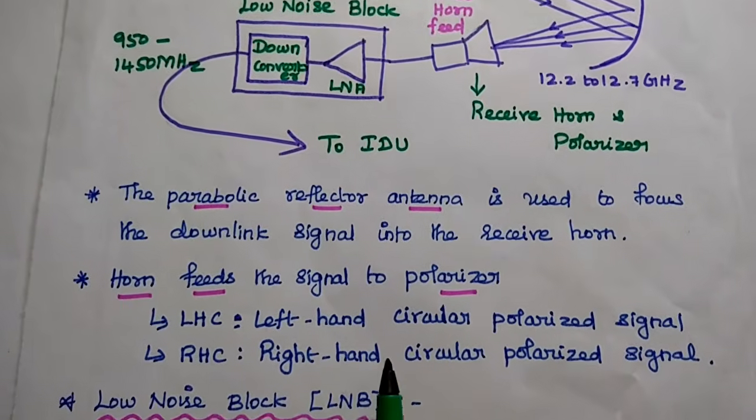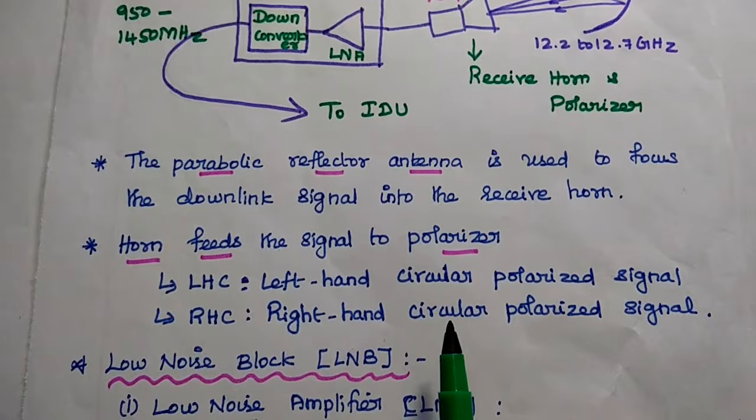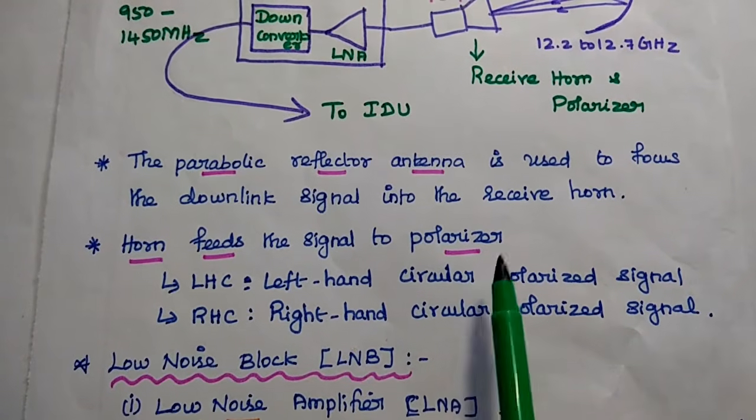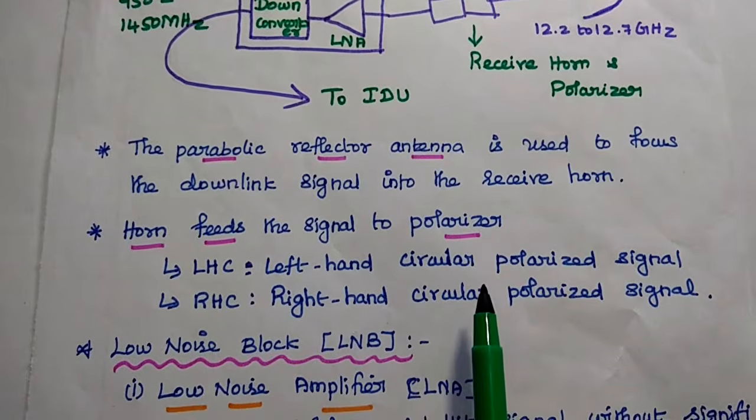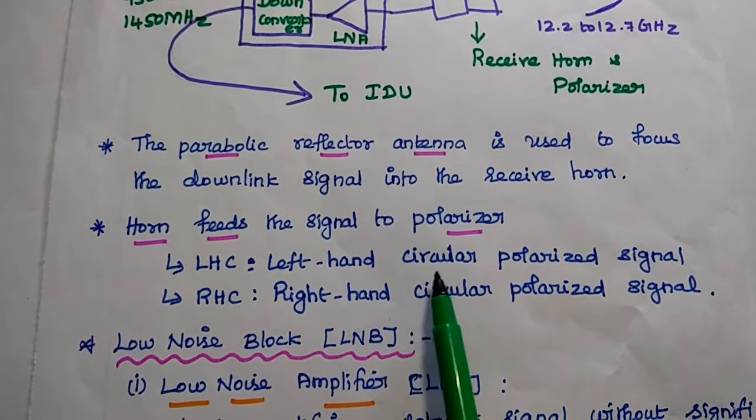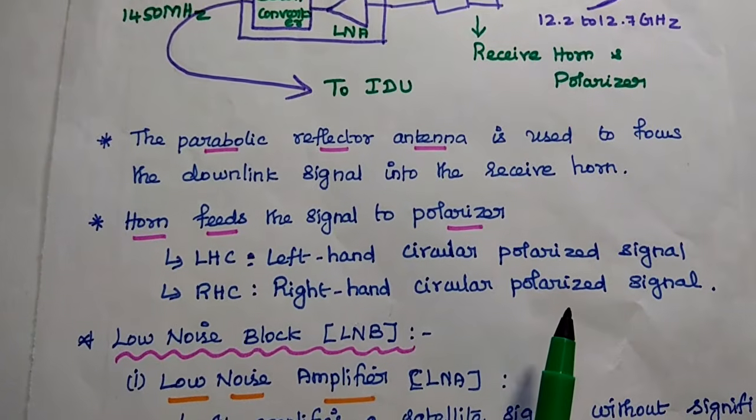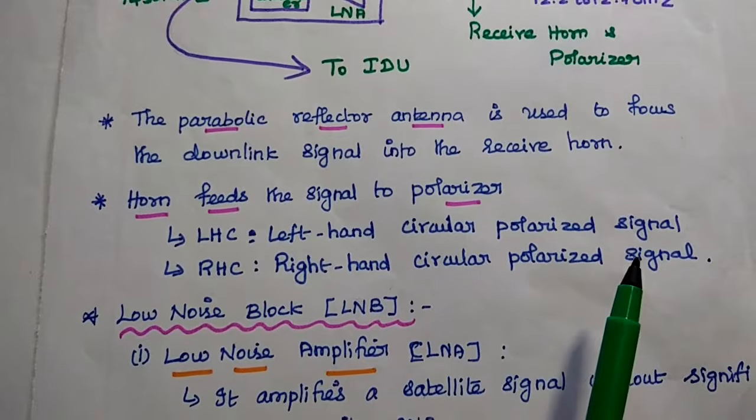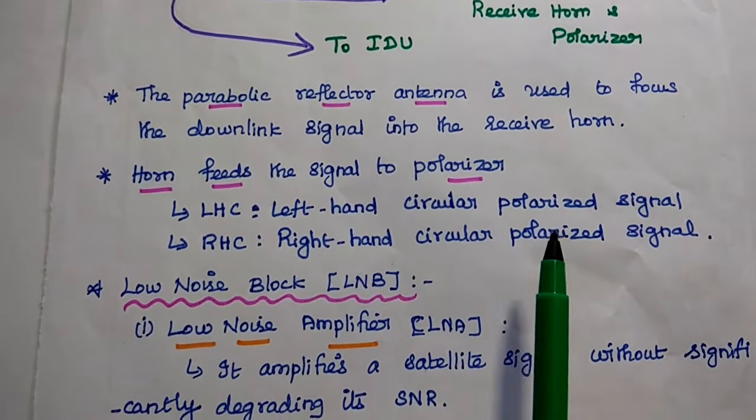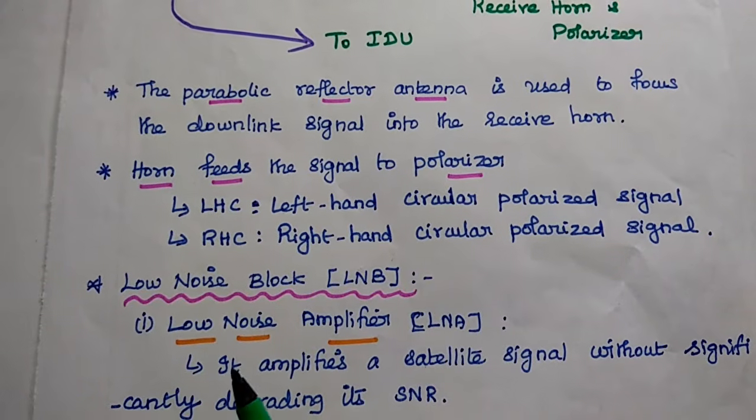The parabolic reflector antenna is used to focus the downlink signal into the receive horn antenna. The horn feeds the signal to the polarizer. There are two kinds of polarized signals used: left hand circular polarized signal and right hand circular polarized signal, especially for TV signals. We can identify which type of signal is getting received, and based on that, we can give the polarized output.